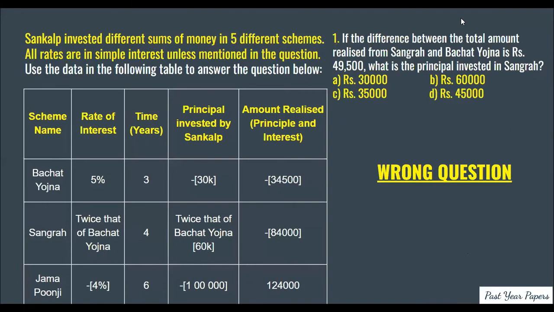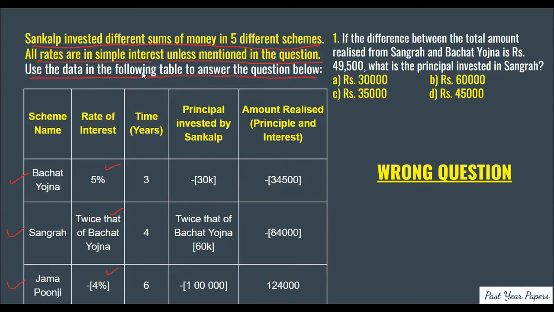Let's read the question. There's someone called Sankalp. Sankalp invested different sums of money in 5 different schemes. Here are the 3 schemes given to us; the other 2 may be given in the information in other questions. All rates are in simple interest. We know simple interest is PRT upon 100, unless mentioned otherwise in the question. Use the data in the following table to answer the questions below.